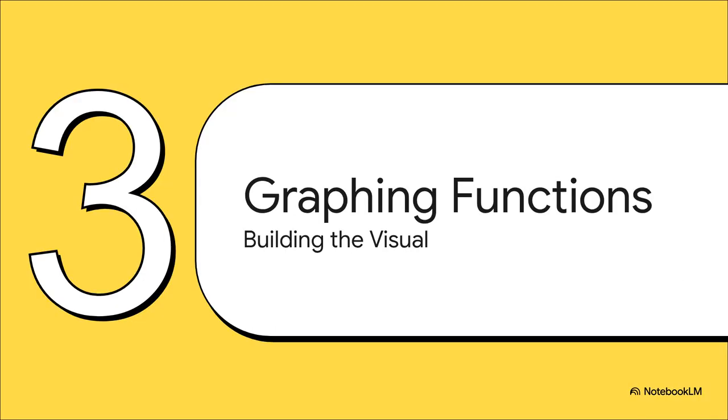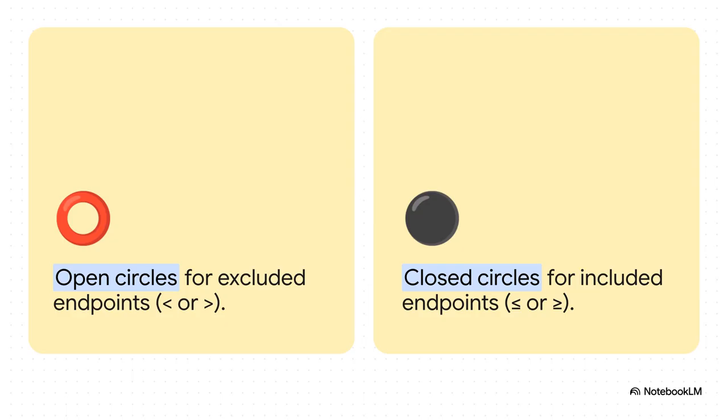All right, section 3, graphing piecewise functions. Time to start building the visual. Now, before we draw a single line, we really need to isolate a super common tripping point. You are going to use open circles for excluded endpoints. That means whenever your restriction is strictly less than or strictly greater than.